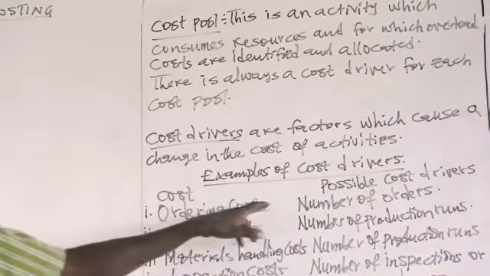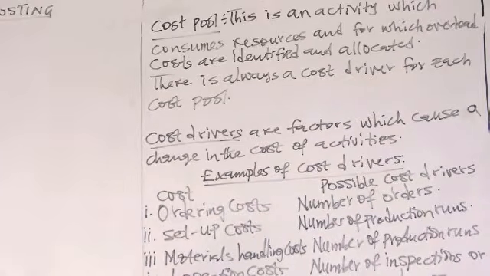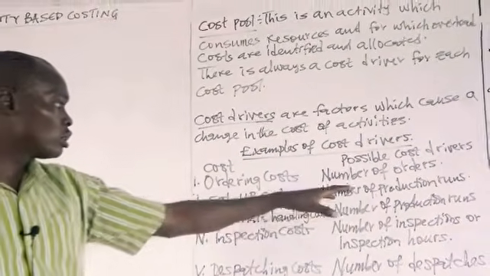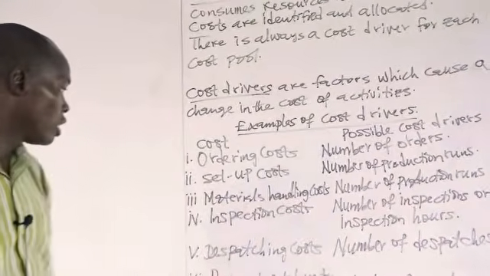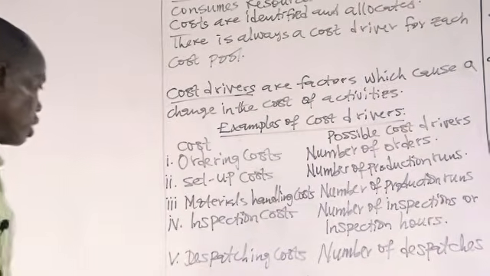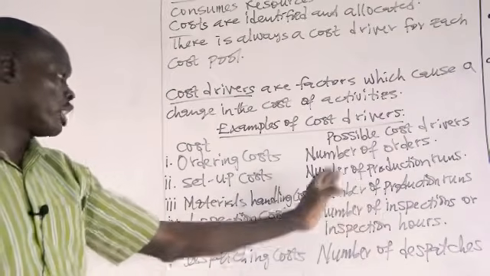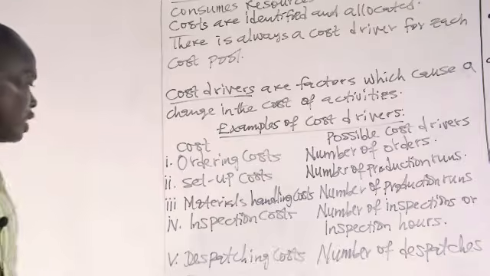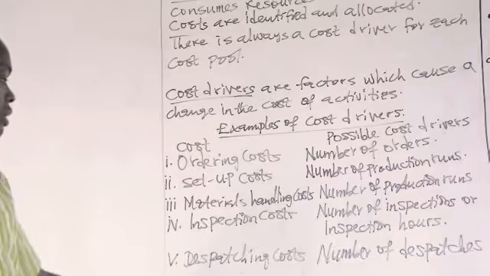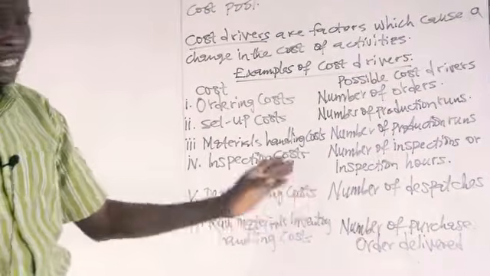We have the costs and the possible cost drivers. Number one, ordering cost: the possible cost driver is number of orders. Setup cost, number of production runs. Material handling cost, number of production runs. Inspection cost, number of inspections or inspection hours. Dispatching cost, number of dispatches. Raw materials inventory handling cost, number of purchase orders delivered.